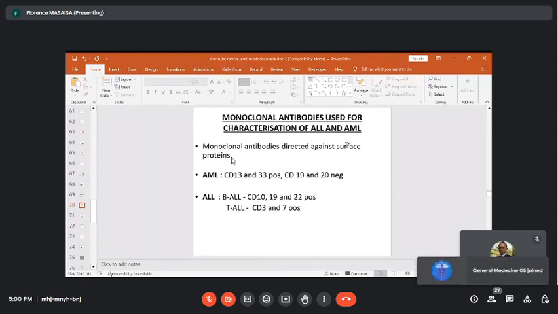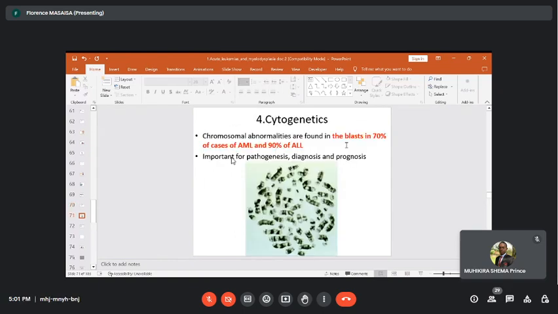So this is the panel we use, like CD13, CD33, CD19, CD19 negative. You run this panel in the machine, and it gives you more details. Then you go for cytogenetics.